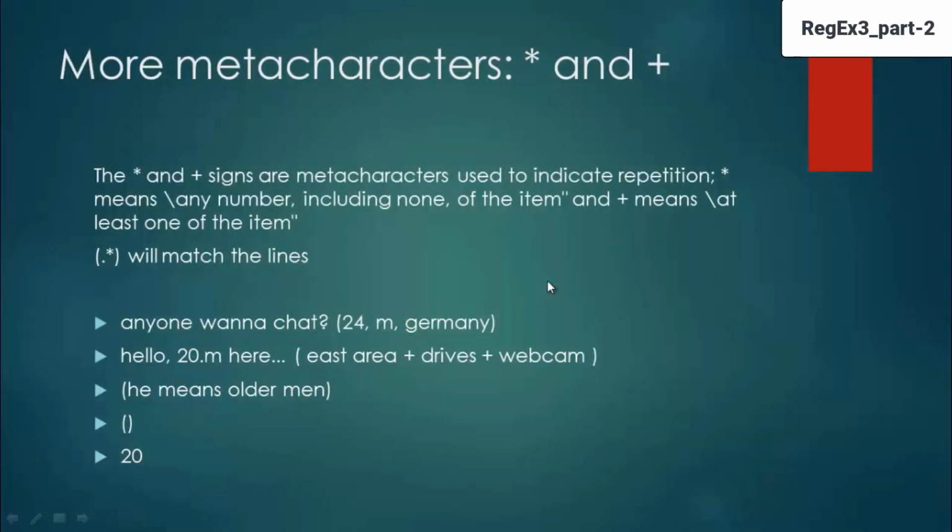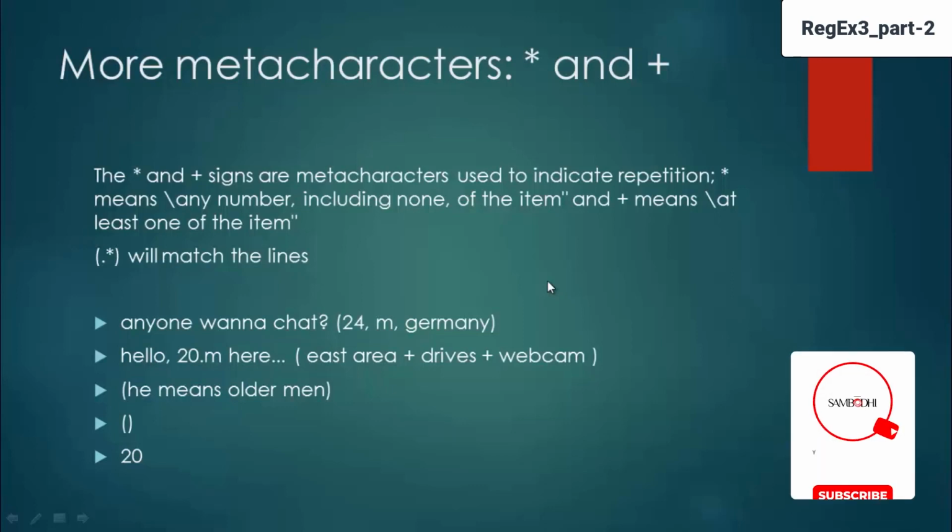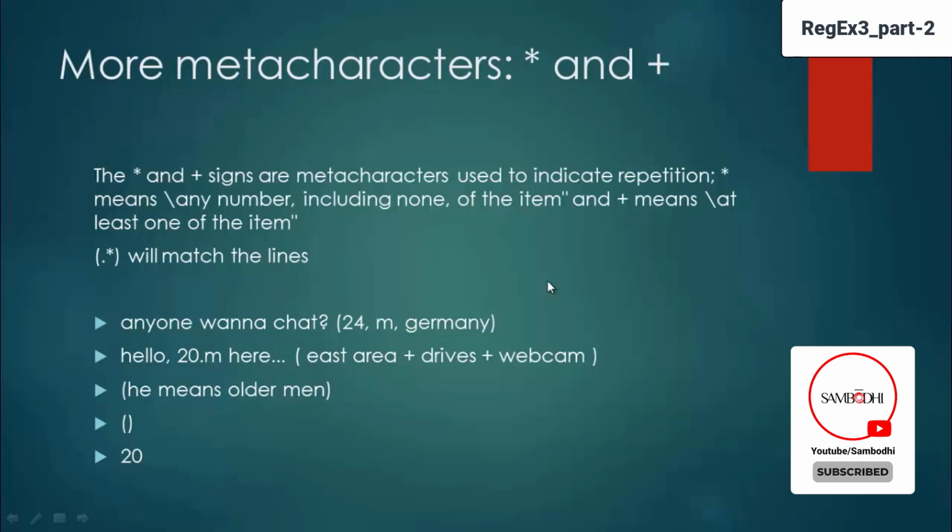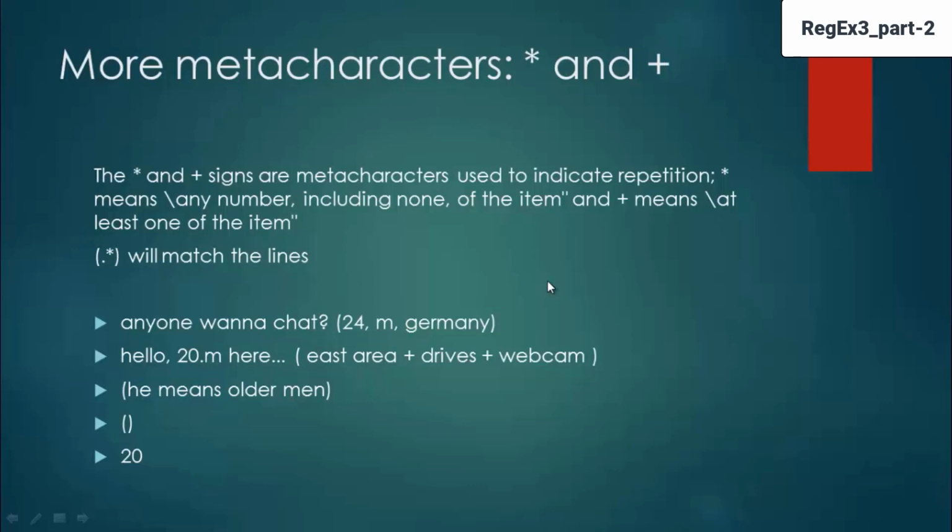The star and plus signs are the meta characters used to indicate repetition. Star means any number including none of the item, and plus means at least one of the item. This is the same as in any regular expression, which means star goes from 0 to n, and plus indicates 1 to n.